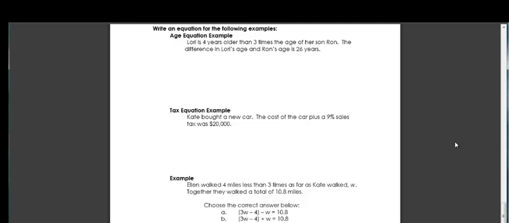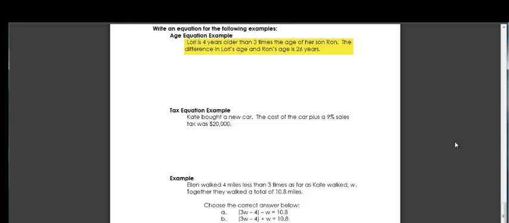Okay, so first we have the age equation example, and for each of these we need to write the equation, and then I'm going to actually solve these, and so you can follow along with that if you'd like. Okay, so it says Lori is 4 years older than 3 times the age of her son Ron. The difference in Lori's age and Ron's age is 26 years. Okay, so we need to figure out an equation that incorporates all of this.